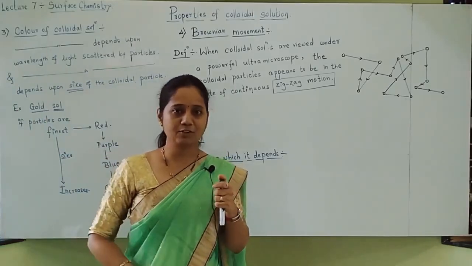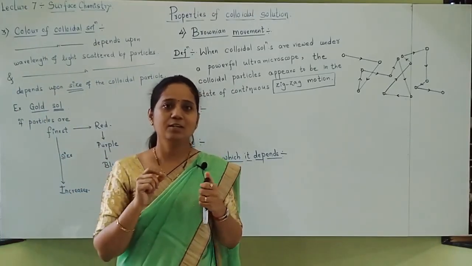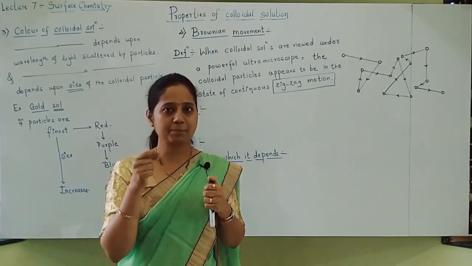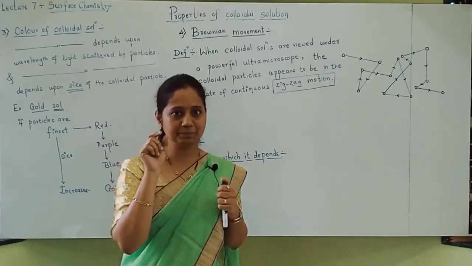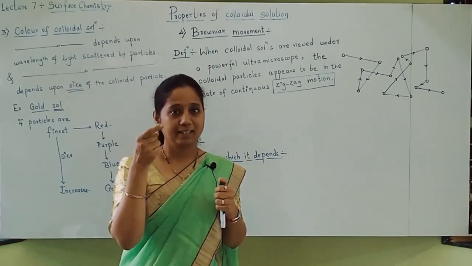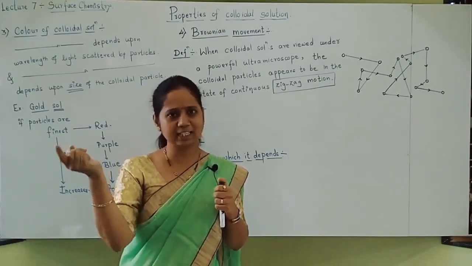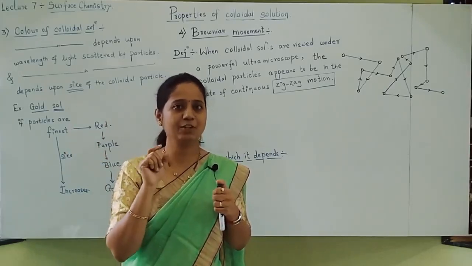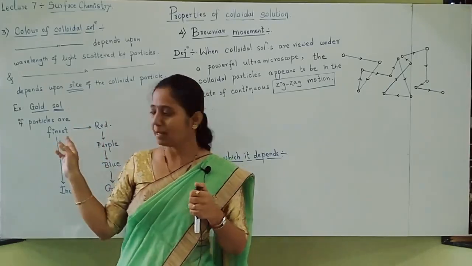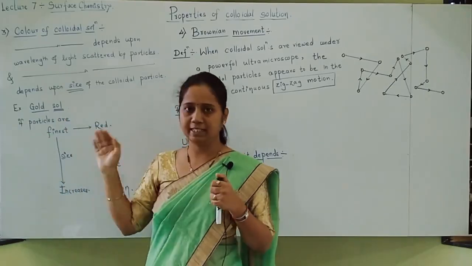Understood? Actually, the color of the colloidal solution depends upon the wavelength of light scattered by the particles. That wavelength depends upon the size of the colloidal particles. So finally color depends upon the size of the colloidal particles. One example I have written here.